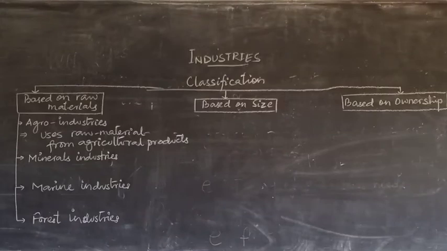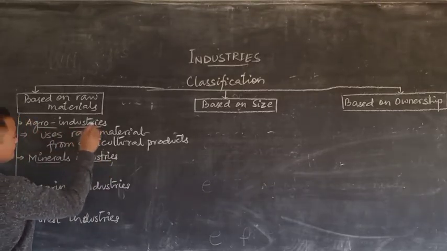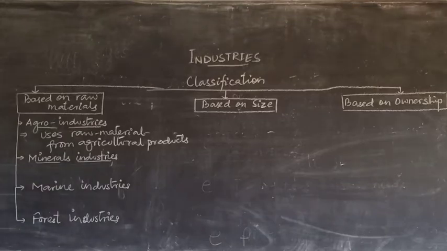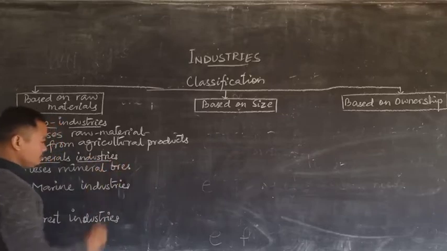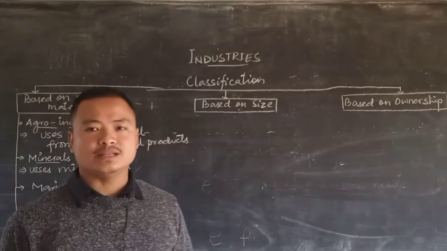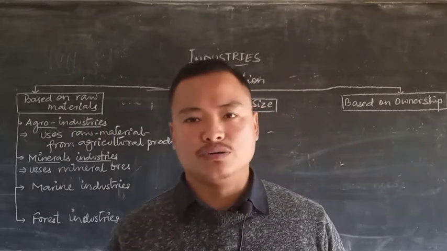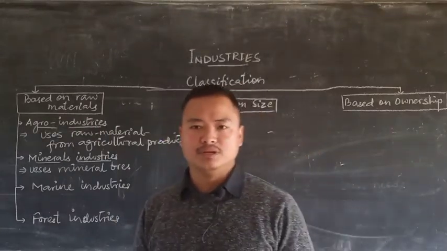The second type under this category is mineral-based industry. The mineral-based industries use raw material extracted from the earth, and these raw materials are mostly mineral ores. They use mineral ores as the raw material which are extracted from the earth's surface.